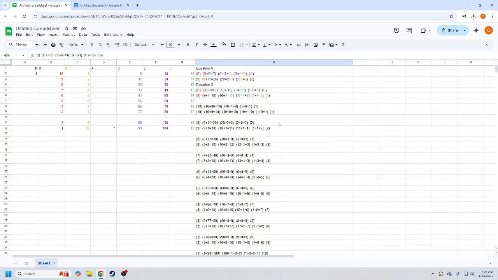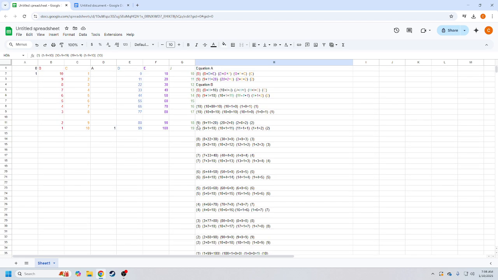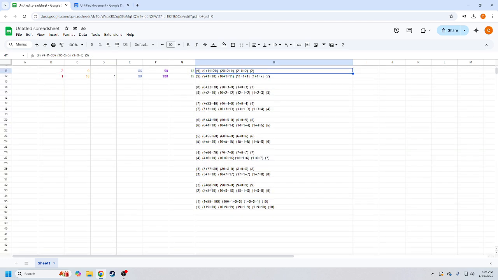Something you're going to notice is that the two equations go opposite to each other. You start with 10, you get 1 up here. Down here you start with 1, you get 10. Up here you start with 9, you get 2. Down here you start with 2, and you get 9.